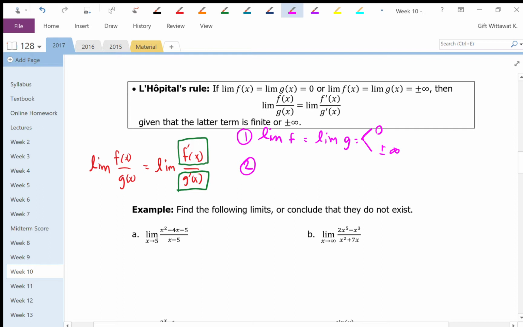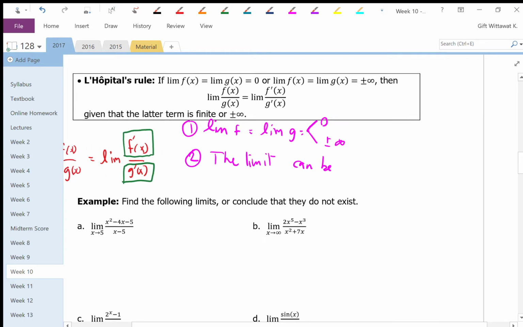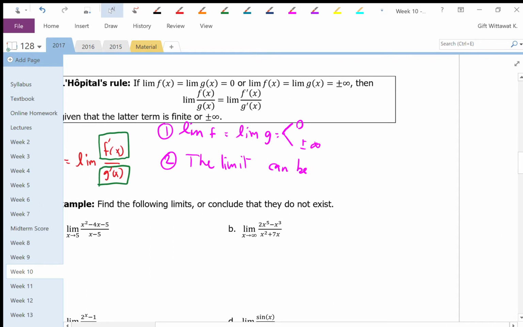The other thing is that for the limit that you see, I did not put any direction or anything up there. So it literally can be anything. It can be the limit when x goes to 0. It can be the limit when x goes to infinity. It can be the limit when x goes to minus infinity. It can be the limit when x goes to any constant from the left, from the right, or without a direction. So for practical purposes, any limit you see is going to work.